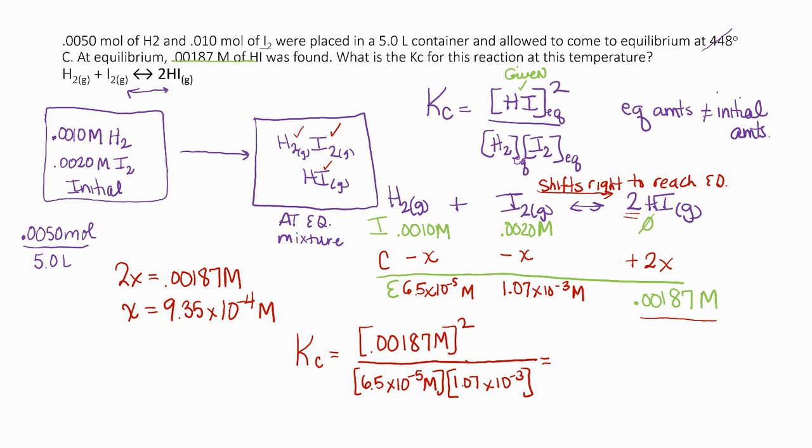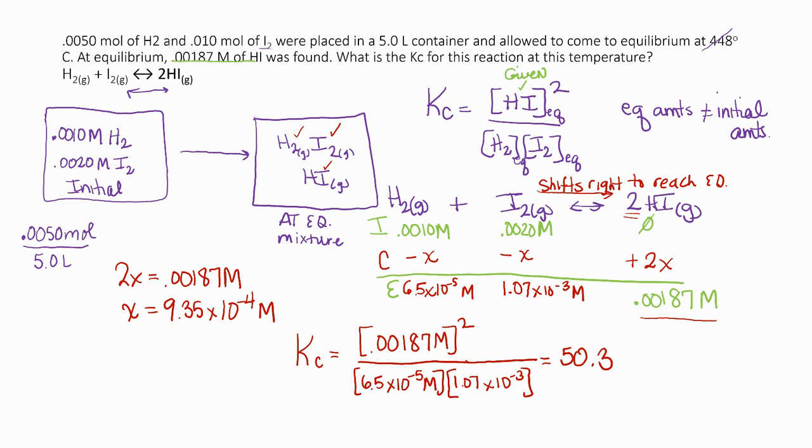Okay, and probably the sig figs are a little funny on that 1.07, but that's okay. We can use more digits. And then we'll plug all this in, squaring the top. And I got 50.3 for the Kc.